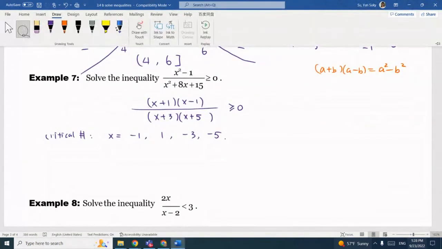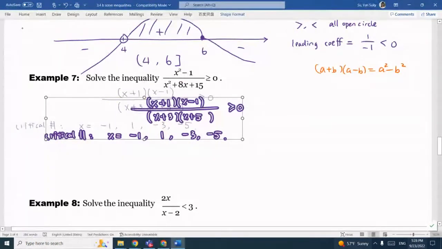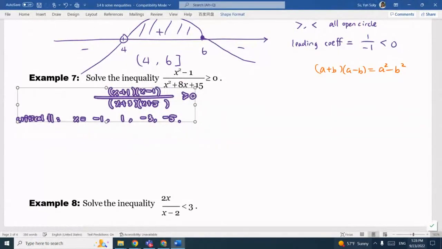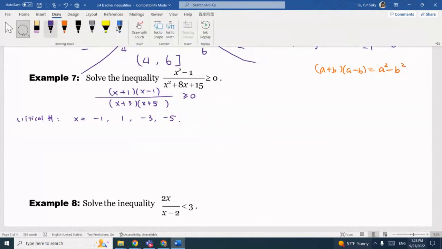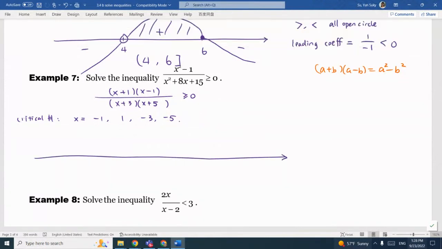Right. So let's see. I don't have enough space. Let me make it smaller. Okay. So I can draw it. Alright. So we have, which one is the smallest number? Negative 5 and then negative 3 and then negative 1 and 1. Okay. Make sure the order is correct.